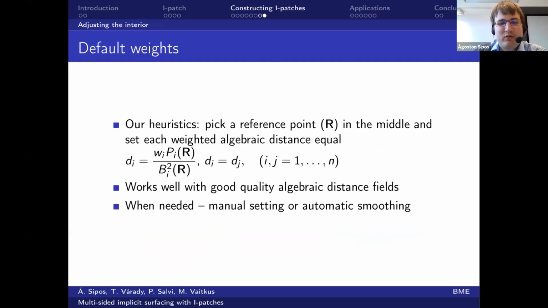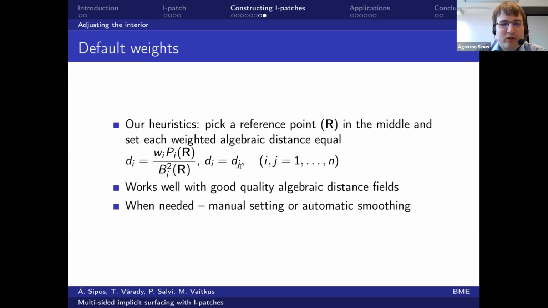We propose a method of setting the default coefficients. Assume that we have picked a good reference point in the middle of the patch, and we set the weighted algebraic distance, which was seen in the rational form of the iPatch, for all boundaries to a fixed number, so it equals all the other ones. This algorithm highly depends on the quality of the distance field and the reference point, but it usually works well.